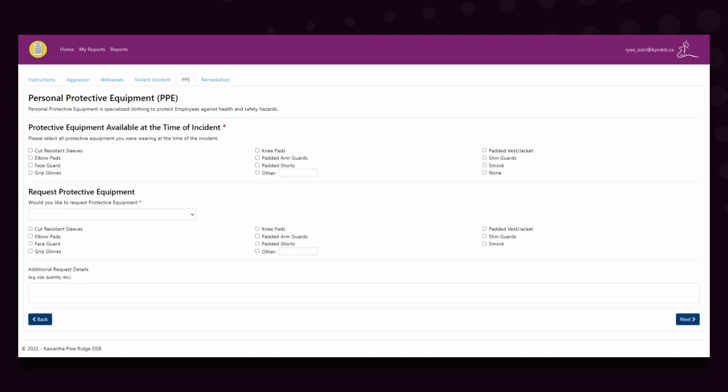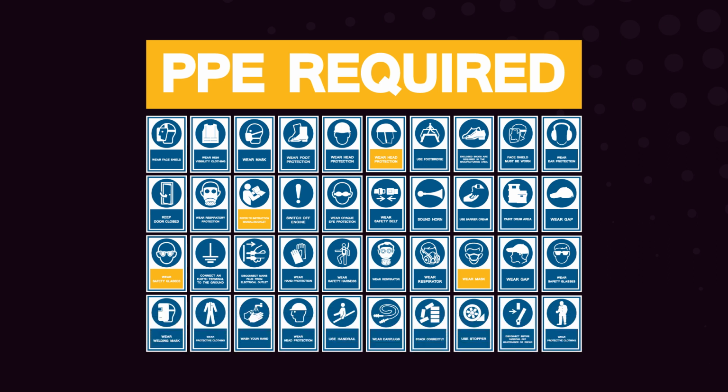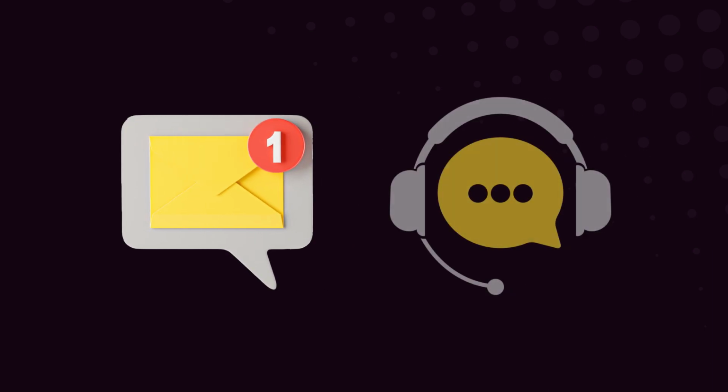You will be asked whether you were wearing any personal protective equipment at the time of the incident, and if you require any protective equipment. If you indicate that you require any items, a notification will be sent to the PPE email inbox, and a representative from the special education team will contact you to ensure you receive the requested items.